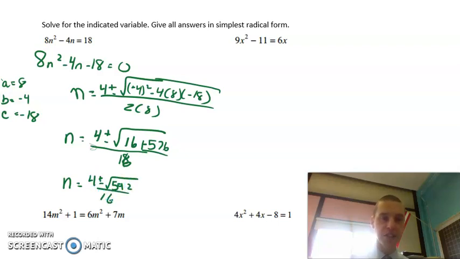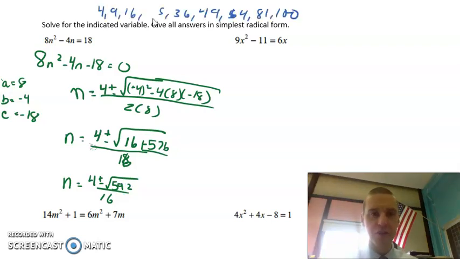592 over 16. So you sit here and you go, okay, I got to this point, now we need to simplify. So this is where we go, what perfect squares go into 592? So getting our perfect squares at the top here, I figured out that 592 went into 16 the most amount of times. So you're going to get n equals 4 plus or minus the square root of 16 and the square root of 37.